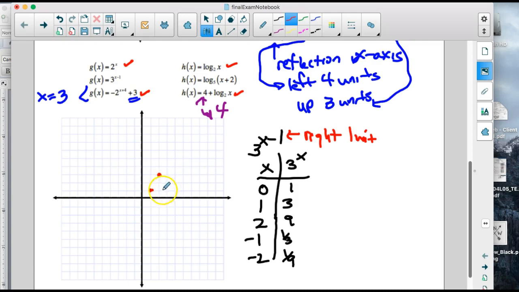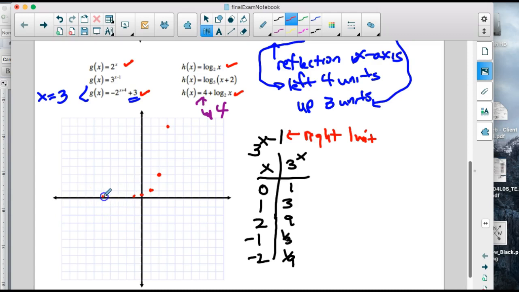2, 9. All right, where are we at? We're at 2 here, and then 1, 2, 3, 4, 5, 6, 7, 8, and 9. So we're there, but we're moving over 1 unit to the right. So it's here. It's at 3, 9. Okay, -1, 1/3 is right there, but we're moving over 1 unit to the right. So it's at 0, 1/3, and then 2, 1/9 is right here. You move it over to this point here.